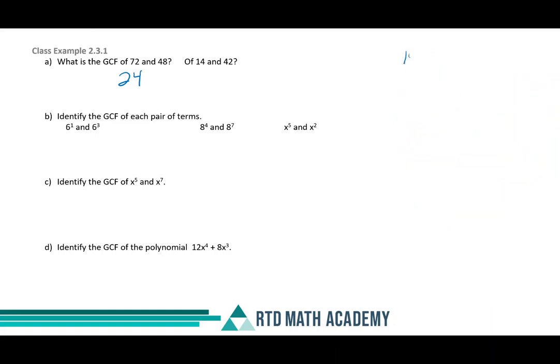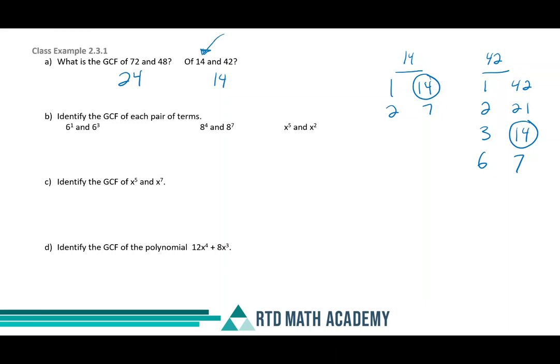Okay, between 14 and 42, this list is going to be much shorter. I could almost stop there, but I'm not going to. It's a bad habit. Okay, so I can see 14, the number itself from that list, is the greatest common factor between the two. That's important to know as we're getting further along, that one of the actual two numbers could potentially be the greatest common factor.